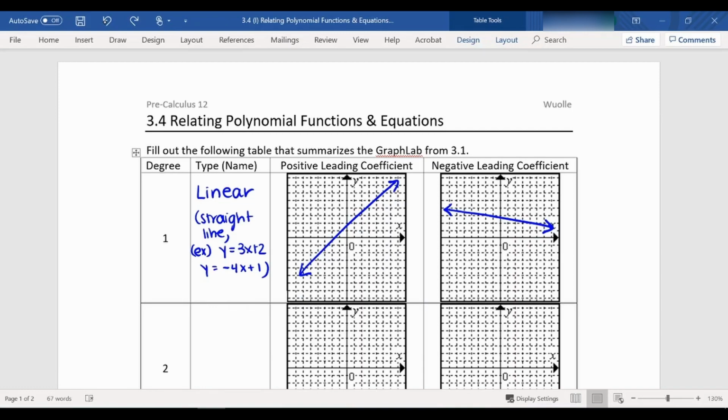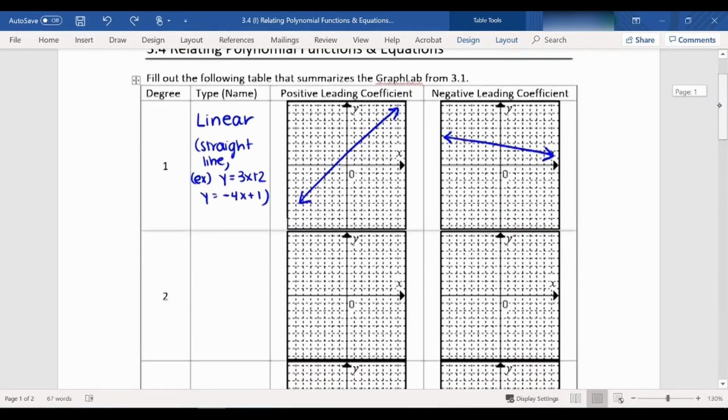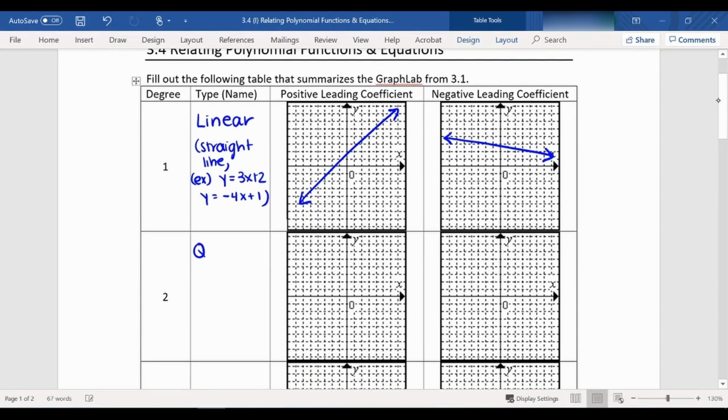Okay. A degree of 2 was a quadratic. So you spent a lot of time in grade 11 looking at quadratics. And when you graph this, this is a parabola. And an example would be y equals 3x squared minus 1, or something like y equals negative 2 times (x plus 3) squared plus 4.